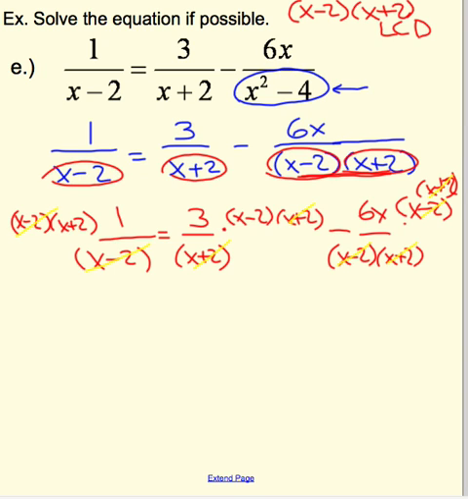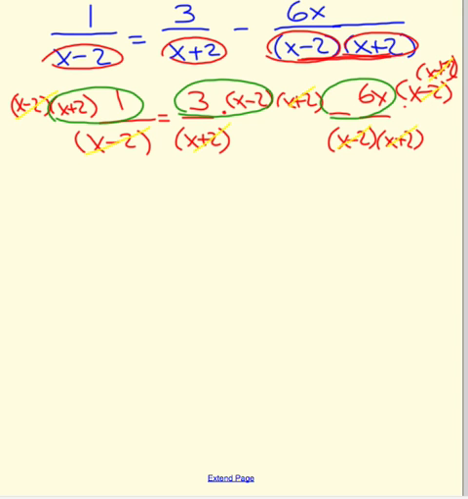So it's getting kind of messy, so I'm just going to go ahead and circle what I'm left with so I don't forget anything. I'm just going to scroll this down. So I have 1 times x plus 2 equals 3 times the quantity of x minus 2 minus 6x. Now it's a nice pretty equation that we can continue solving.